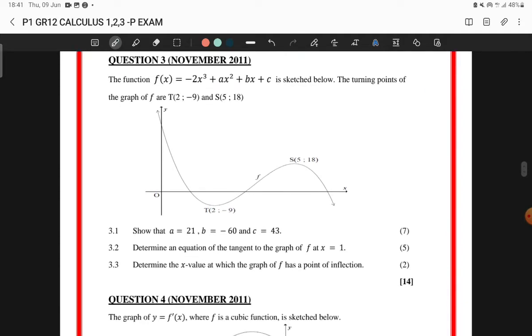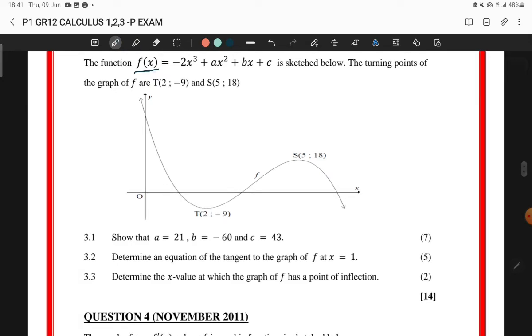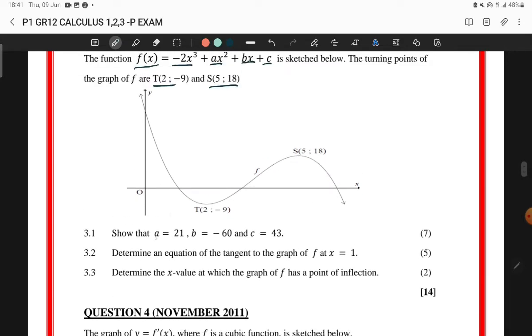Now let's come to the second question. Here we are given the function itself: f of x is equal to -2x cubed plus ax squared plus bx plus c, sketched below. The turning points of this graph are t and s, and you can see that these turning points are given to us. The first question says, show that a is equal to 21, b is -60, and c is equal to 43. How do you go about doing this?